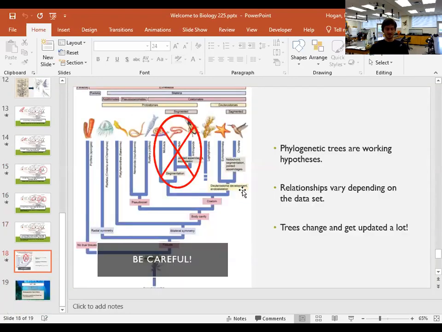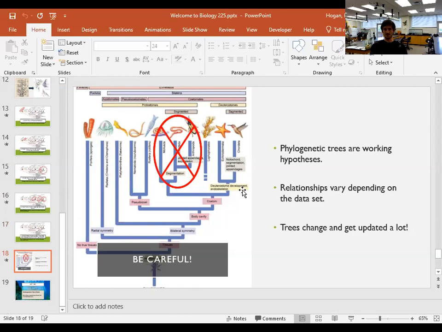I mentioned this a lot, but phylogenetic trees are working hypotheses. They change all the time based on the data that we have. Genetic data is very cheap, relatively speaking. It's quick. You can have organisms' DNA read in labs, and you get the data back very quickly. So this causes trees to change a lot.